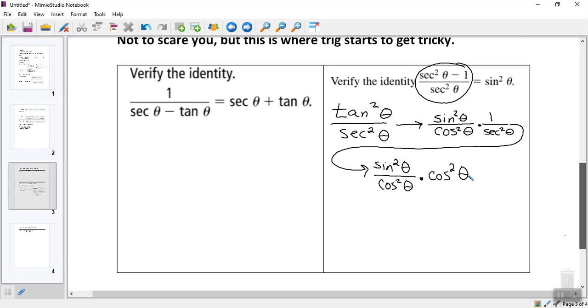Guys, what are the cosine squareds going to do to each other now? Well, okay. So let's see. What do I have to do now? Nothing, that's your answer. Nothing. Have I shown how to get that equal to sine squared? Yep.